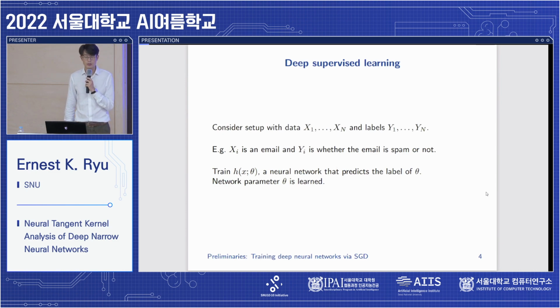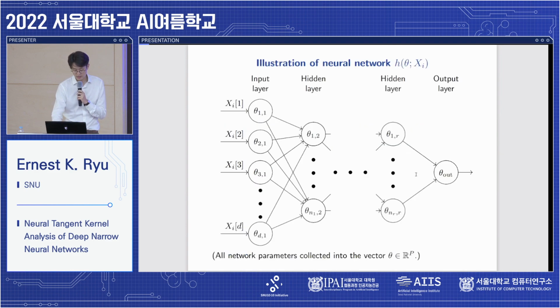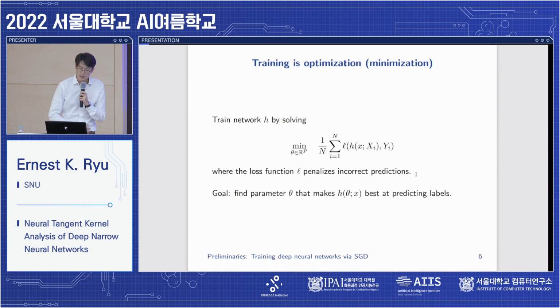And the goal is to train a neural network H, and here H is a neural network that predicts the label of x, not theta, so this is a typo. And the neural network is parameterized by a parameter that we denote as theta here. So here's an illustration of a deep neural network. I'll actually just skip this. The point that I wish to make here is that training in deep learning can be viewed as an optimization problem.